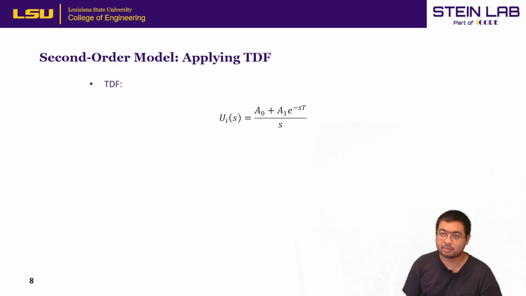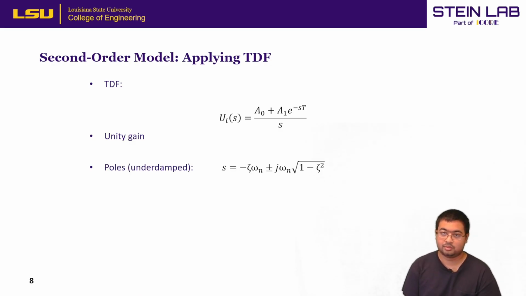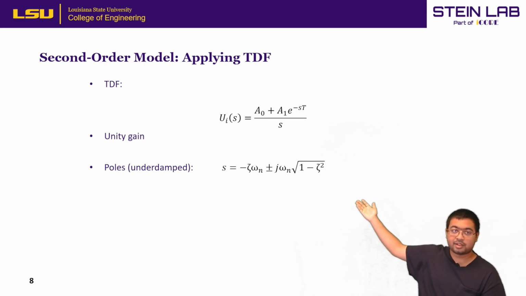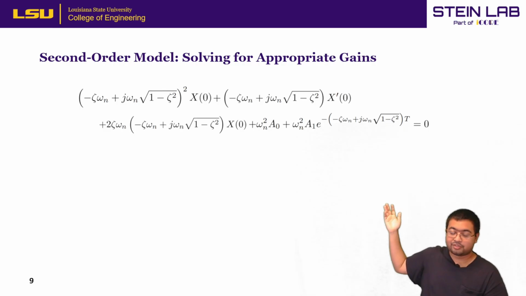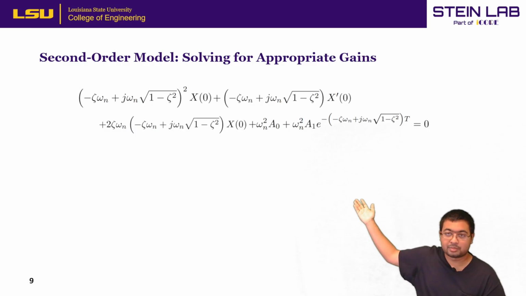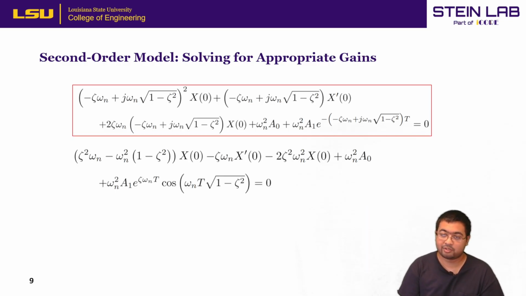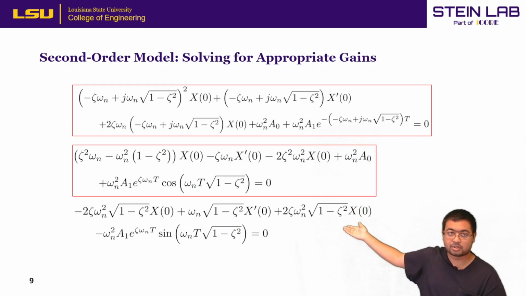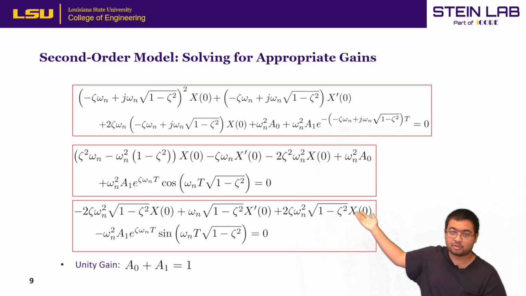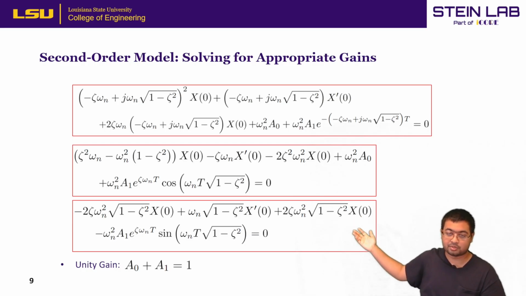Because we're applying this to a unit step, we'll be multiplying by 1 over s in the Laplace domain. And because we need to assume unity gain, because our input signal needs to come back to a magnitude of 1, A0 and A1 should equal 1. And because we're assuming that this is an underdamped case, we'll be applying an underdamped pole and inputting this into s. Applying our time delay filter to our input, we get the formula shown up here. And because we have both imaginary and real components, we can split this equation into the real component shown here and our imaginary component shown here. And then we have our third equation, which is our unity gain. Now we have 3 equations for 3 unknowns.